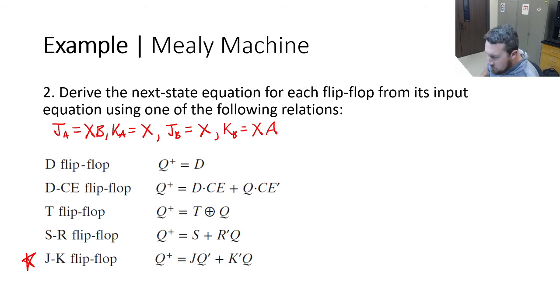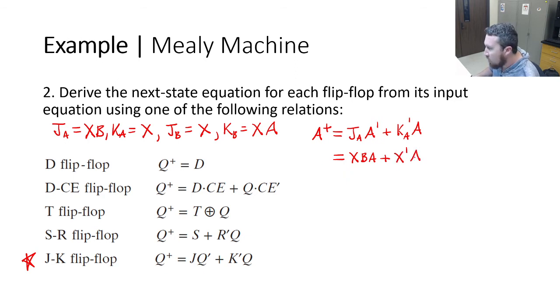All right. So now I need an equation for A prime. A plus is going to be JA and A prime, or KA prime and A, which is going to give me, let's see, JA is equal to XB, so that's going to be X, B, and A prime, or KA is X, so that's going to be X prime and A. So there we go. That works out pretty nicely.